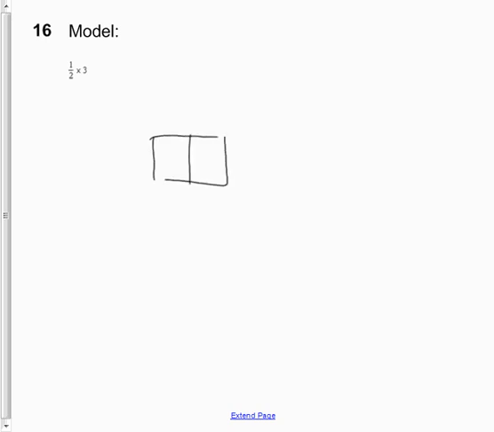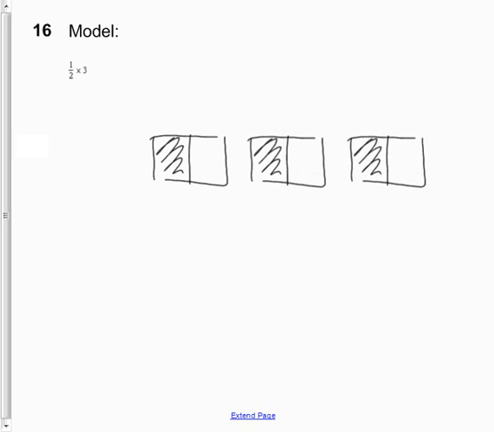So you have a half, and if you multiply it by 3, all you're doing is tripling it. So 1, 2, 3. That's what the model looks like for 1/2 times 3. And when you think about what that means, how many halves do you have when you triple a half? You have 3 halves, which is an improper fraction.